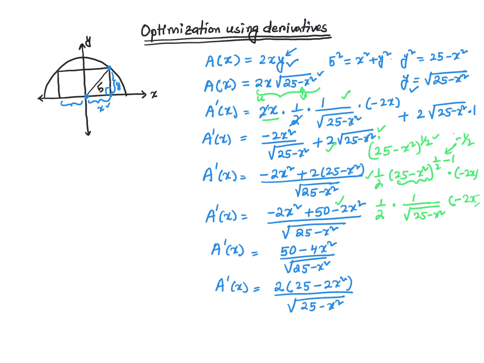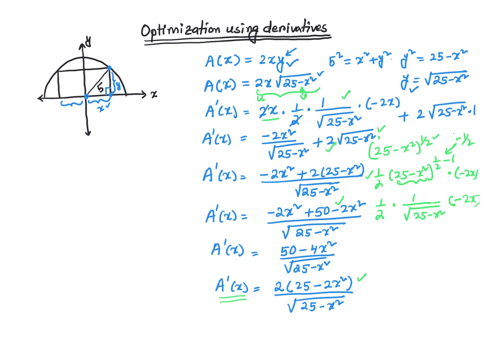Then if I go further, this is what I get. Ultimately it comes down to 2 times (25 minus 2x squared) over square root of 25 minus x squared. Now that's the derivative, and we want the derivative to be set to 0.